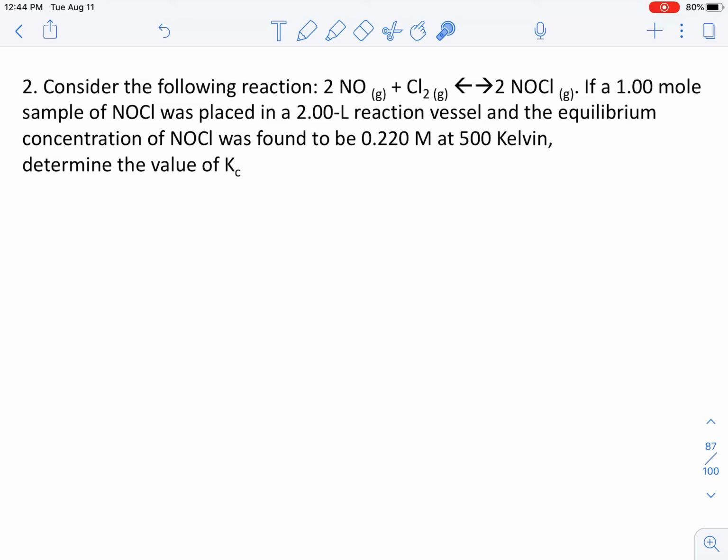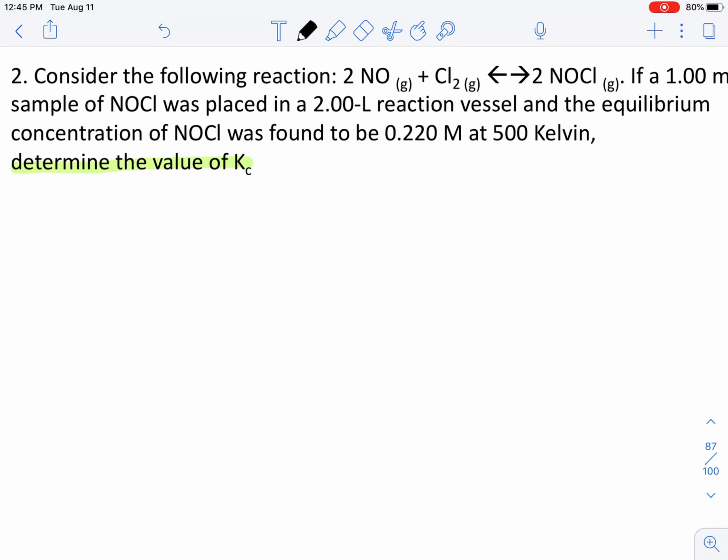Reading through example number 2, we have this chemical reaction. If 1 mole of NaCl, which is a product, was placed in a 2-liter reaction vessel, and the equilibrium concentration of NaCl was found to be this amount at 500 Kelvin, determine the value of Kc. Here we're not concerned about solving for the equilibrium concentration. What we want to solve for is the value of the equilibrium constant Kc.